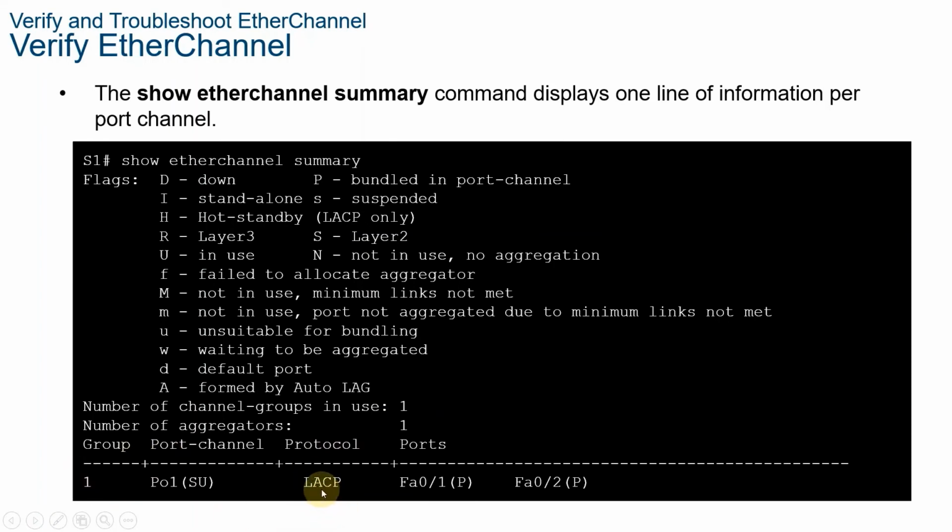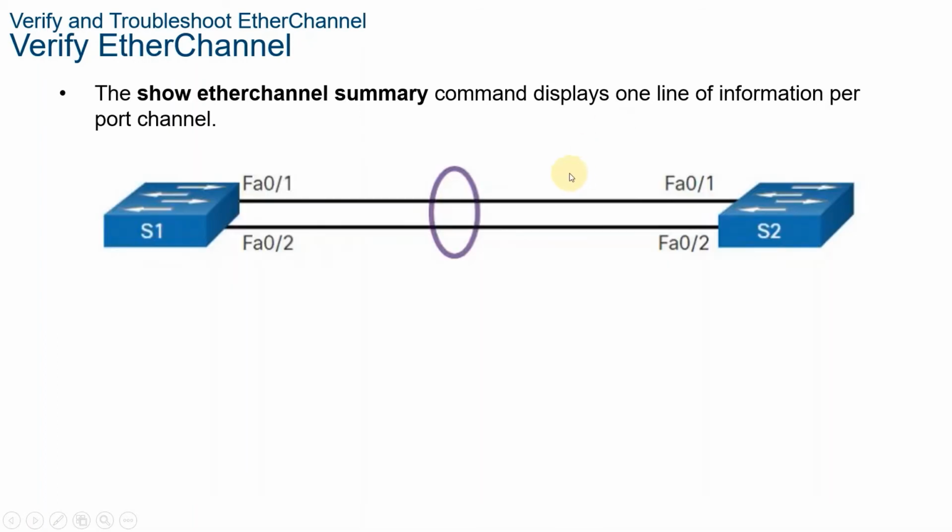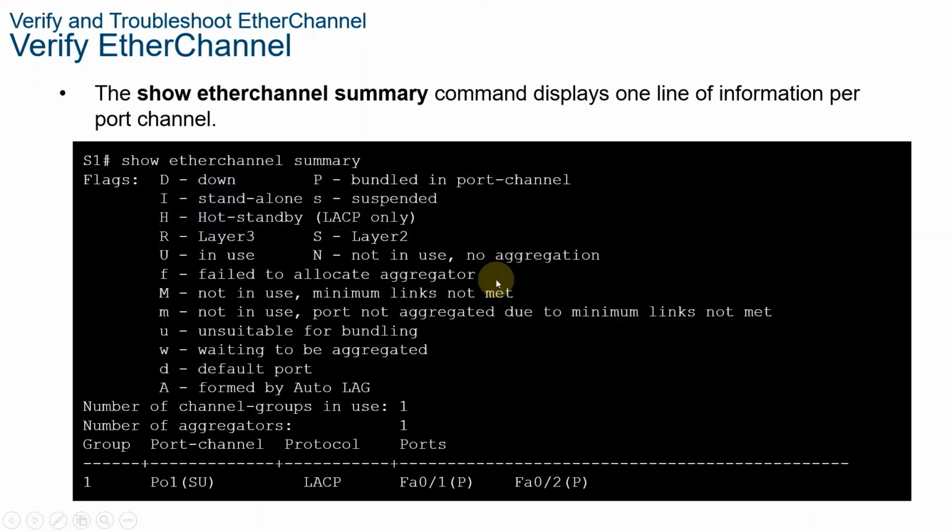The interface bundle consists of Fa0/1 and Fa0/2 interfaces, going back to our topology here. The group is a Layer 2 EtherChannel and it is in use, as indicated by the letters SU next to the port channel number.